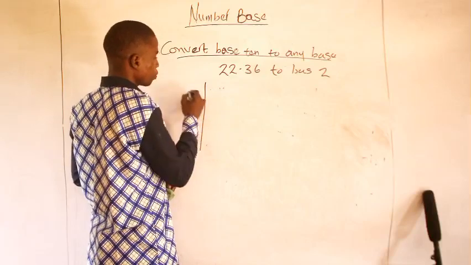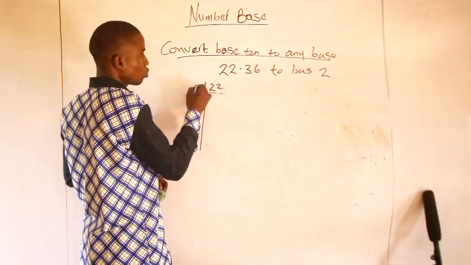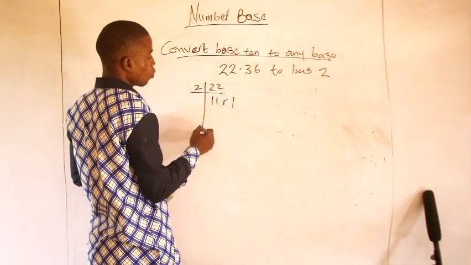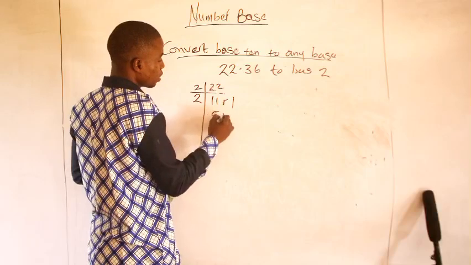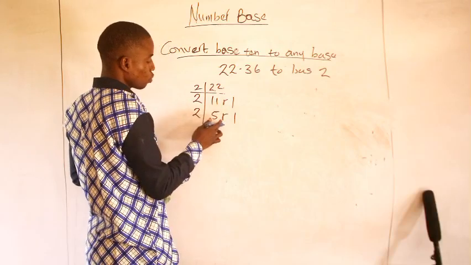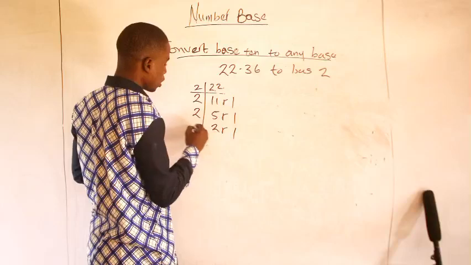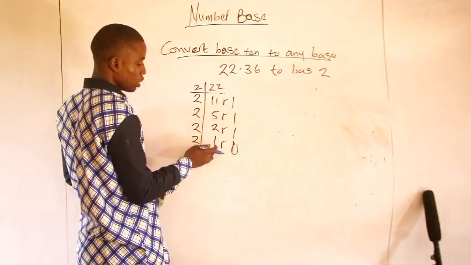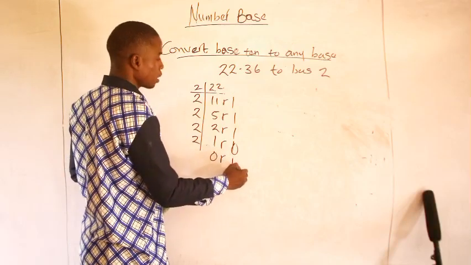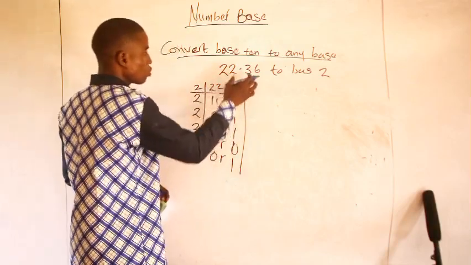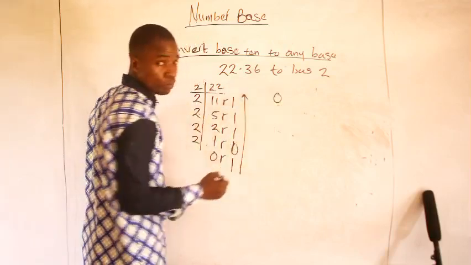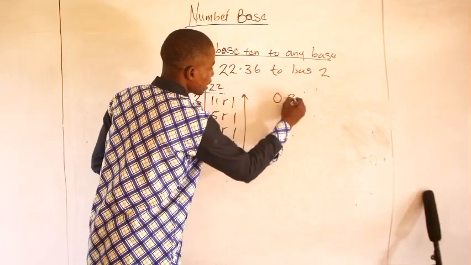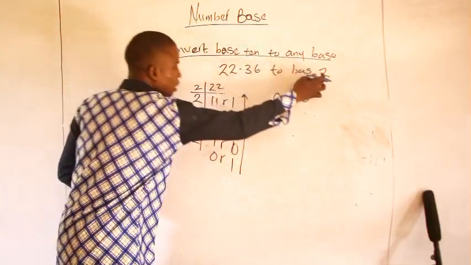That's what? 22. This one divided by 2 is 11, remainder 0. 11 divided by 2 is 5, remainder 1. 5 divided by 2 is 2, remainder 1. 2 divided by 2 is 1, remainder 0. 1 divided by 2 is 0, remainder 1. We have done the part of this one. Now the fractional part, 0.67.